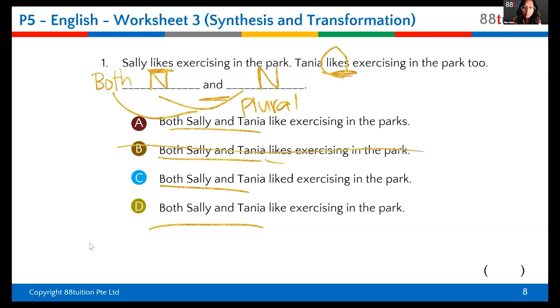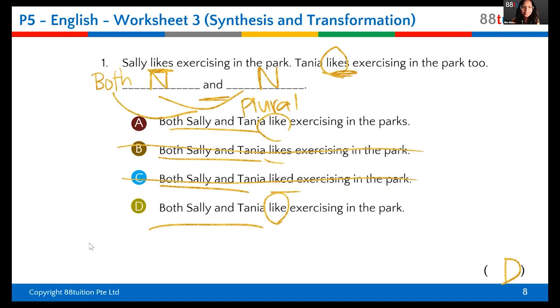It cannot be C as well because it's not in past tense because they both still like exercising. You cannot change the tense, okay? You just change the singular to plural. So the answer will be D. The answer is D, but you must always know why, okay? Because here is like. This is also like. What's the difference between the both answer?